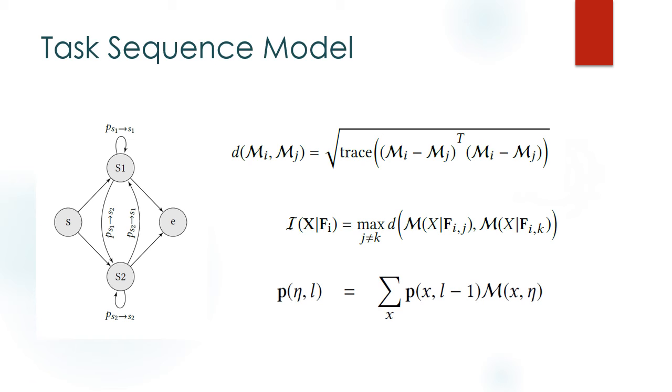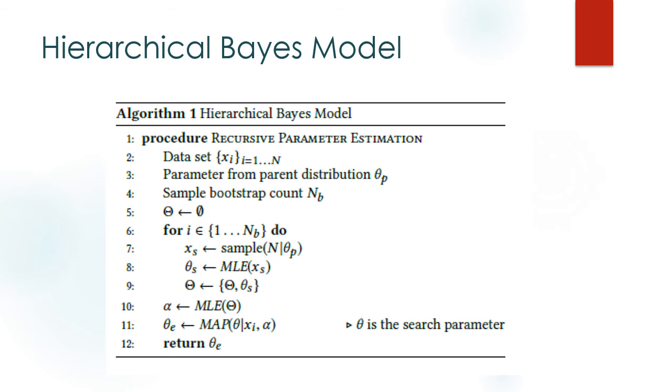Using the same distance metric, we discover the explanatory factor. We recursively partition the dataset on the basis of the ranked explanatory factor to derive a conditional task sequence model. After deriving the factor dependency graph, we train the hierarchical Bayesian model. The Bayes model estimates the parameters for the conditional distribution by recursively partitioning the data in factor dependency order.